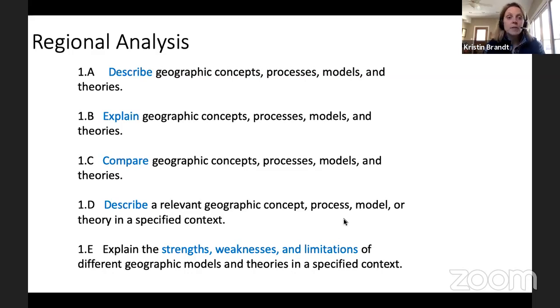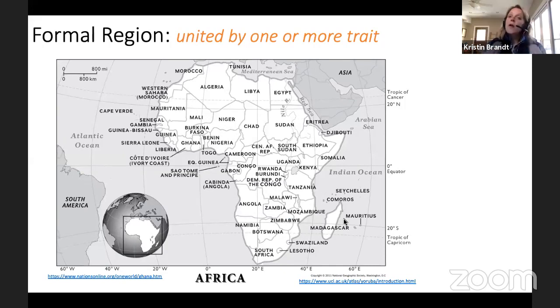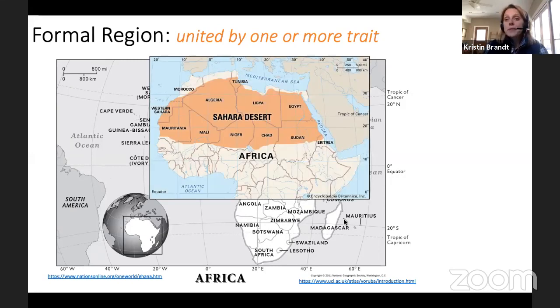So here, when we talk about formal regions, in your head you should go, okay, formal region, the easiest one, let's be honest, is our political boundaries, right? But they're clearly united by more than one trait. So you look at the continent of Africa here, and you're going to say, clearly united by more than one trait. We can see the countries here, states, sorry. But then I could also say, how about this? Isn't this a formal region? Isn't the Sahara Desert?